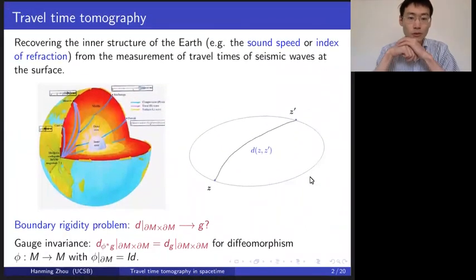And there is a natural invariance for this question. If you take some diffeomorphism of the domain to itself fixing the boundary, then one can check that the boundary distance of the pullback of this metric by this diffeomorphism will be the same as the original boundary distance function. So one can only hope to determine the metric up to such diffeomorphism.